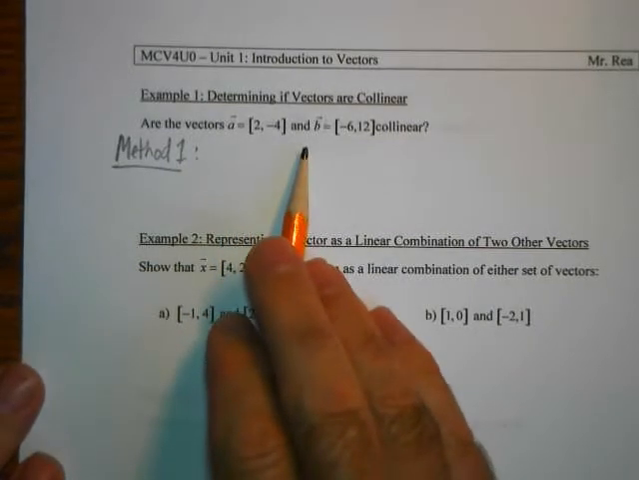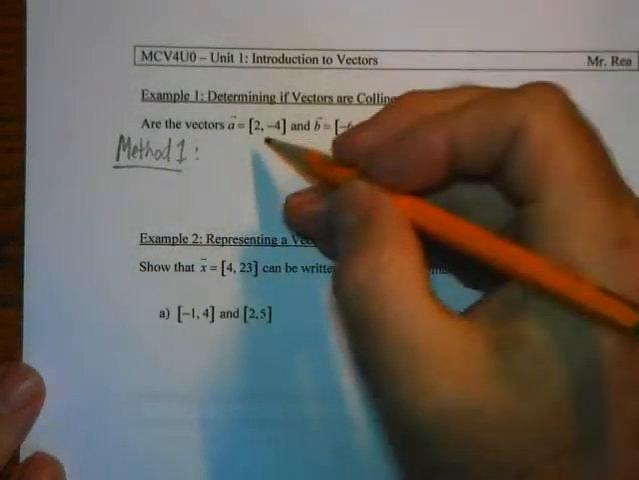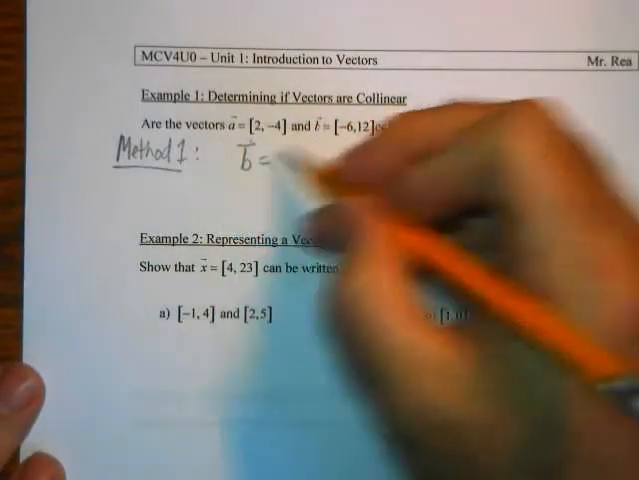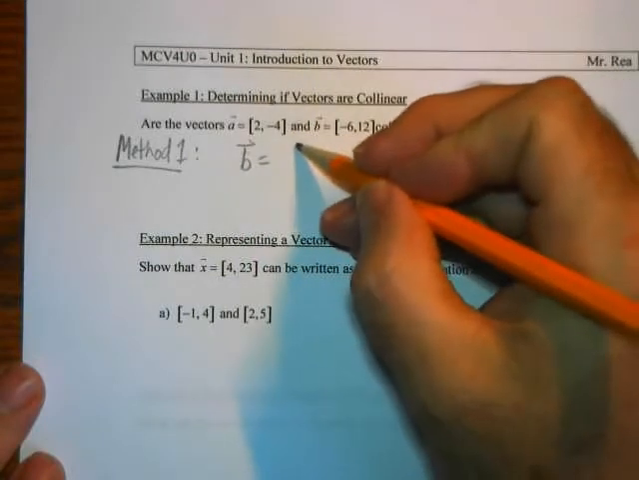So basically I can see that if I wanted to find vector B in terms of vector A, so here's vector A, I'll put its components.